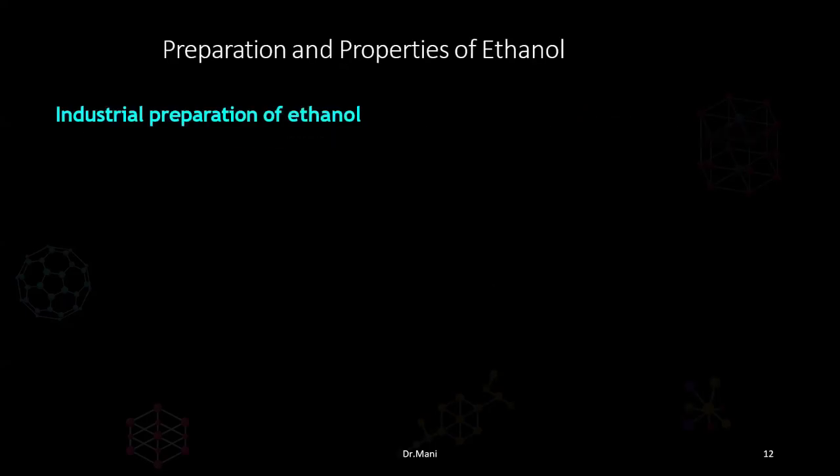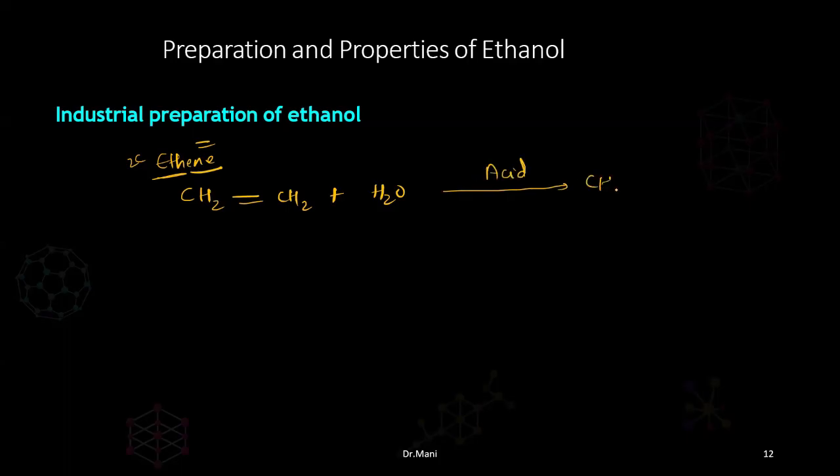So, industrial preparation of ethanol. How do we prepare ethanol? First, we take ethene. What is the meaning of ethene? Eth means 2 carbon, ene means double bond. So CH2=CH2 with water in the presence of a particular acid will convert into CH3CH2OH. So the unsaturated compound, in the presence of the acid, becomes a saturated compound.